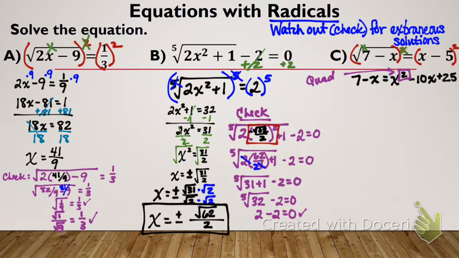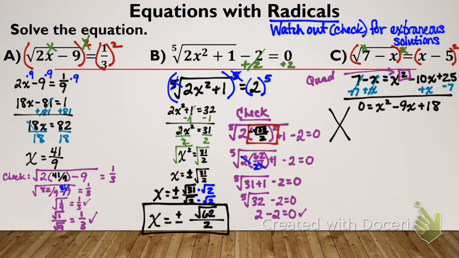I'm going to add x to both sides, and I'm going to subtract 7 from both sides. So I have 0 equals x squared minus 9x plus 18. You can do the full area model if you want to, but because our leading coefficient is a 1, I can just do the x. What multiplies to my c, 18, but adds to my b term, negative 9?